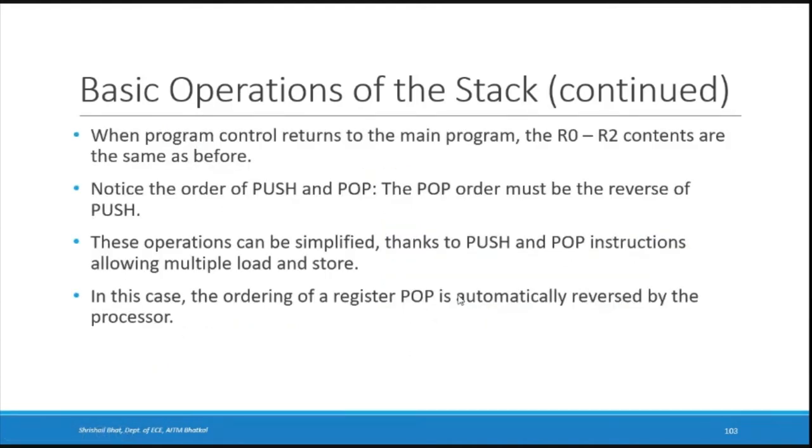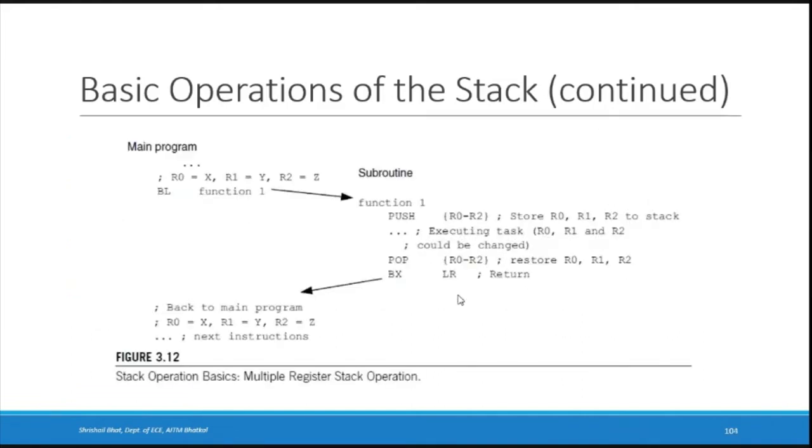So these operations can be simplified thanks to push and pop instructions allowing multiple load and store. In this case, the ordering of a register pop is automatically reversed by the processor. That means we can use R0 to R2 like this. Push R0 dash R2 means the registers R0, R1, R2 will be pushed. Then after doing certain tasks which could change the values of R0, R1, R2, we can use pop R0 dash R2. This instruction will actually pop R2 first, R1 next, and then R0, right? So it will automatically reverse the order. Whatever the push order was, it will be the reverse of that. This is the way you can use push and pop instructions for multiple load and store operations.